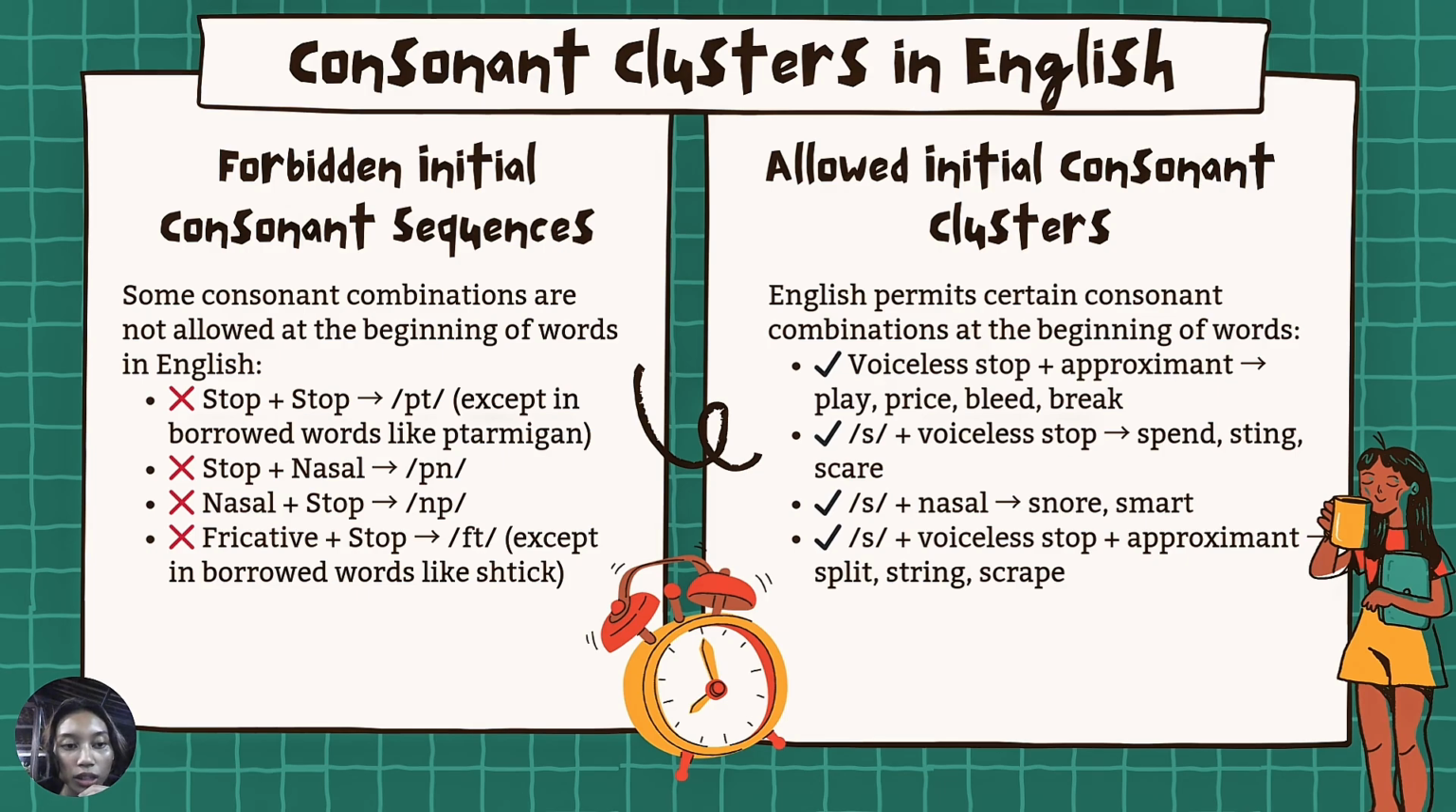This includes stop plus stop, like pt, except in borrowed words like ptarmigan; stop plus nasal, like pn; nasal plus stop, like np; and the last one is fricative plus stop, like vt, except in borrowed words. Next will be presenting my friend Una.